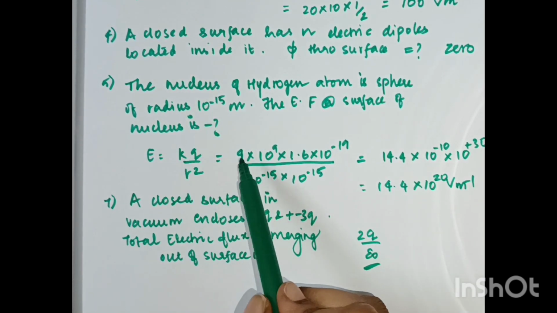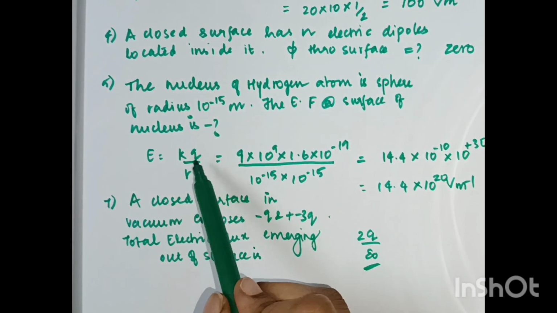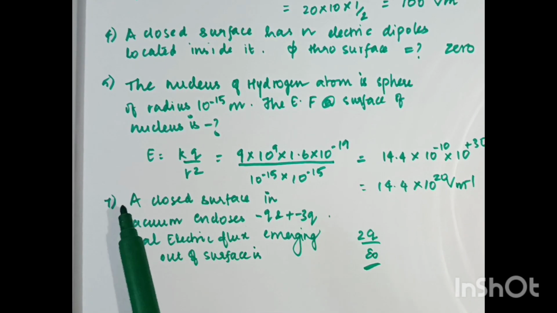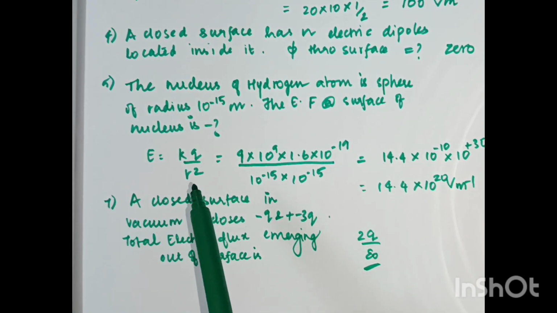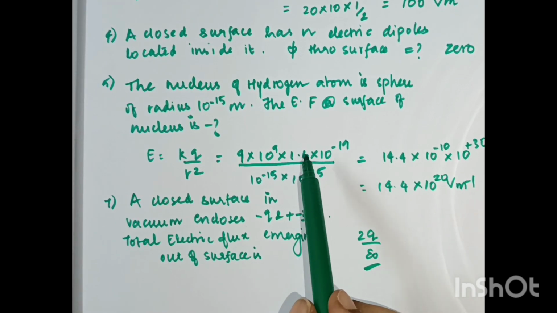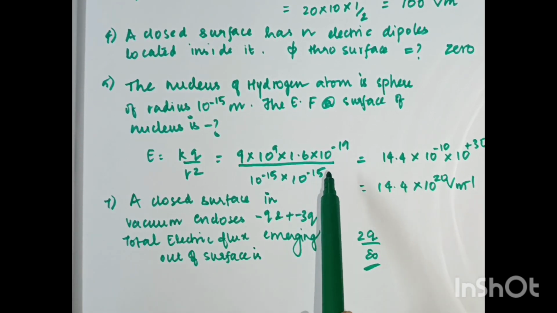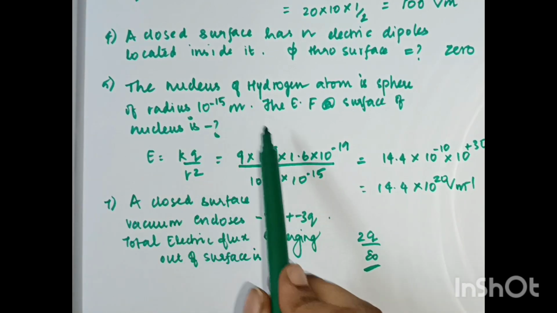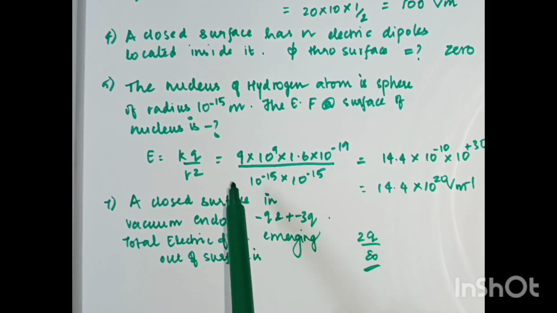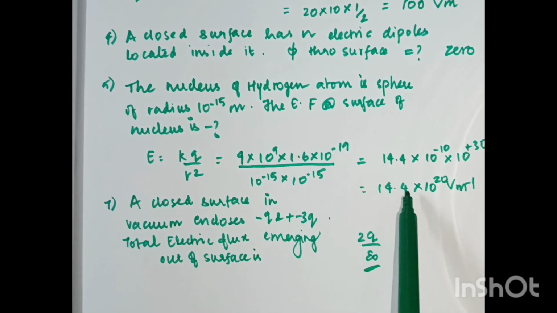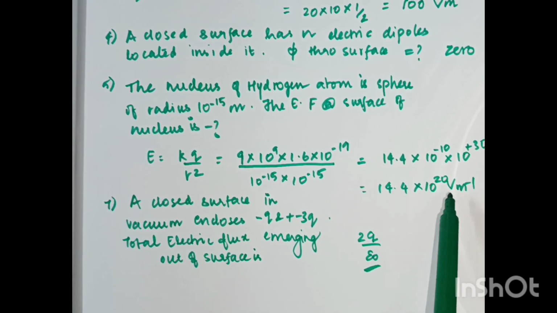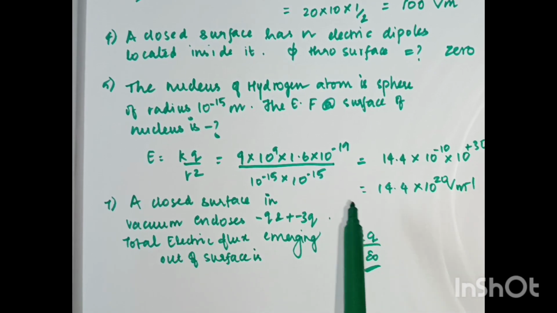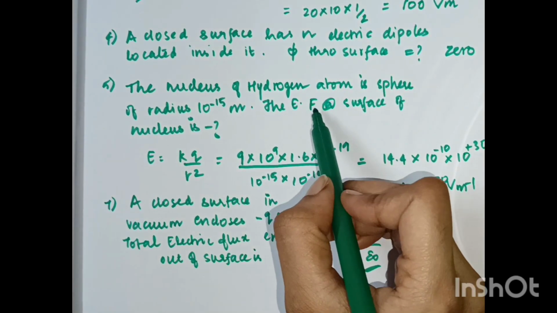What is the value of k? It is 9 into 10 power 9. What is the value of q? For the nucleus of a hydrogen atom, there is only one proton. The charge on one proton is 1.6 into 10 power minus 19 coulomb. What about r square? It is 10 power minus 15 into 10 power minus 15. So the answer we get is 14.4 into 10 power 20 volt per meter. So that is the value of the electric field at the surface of the nucleus.